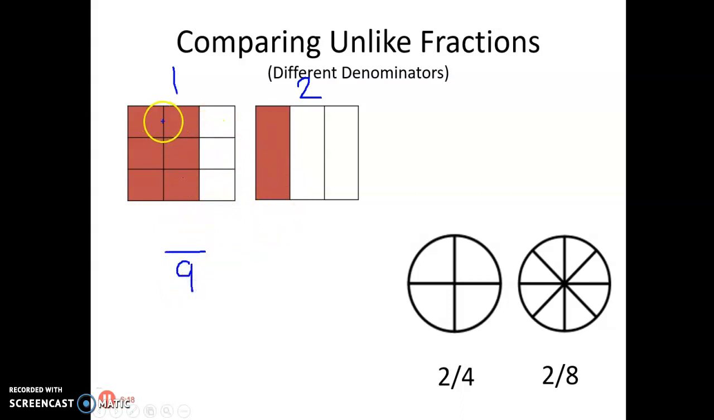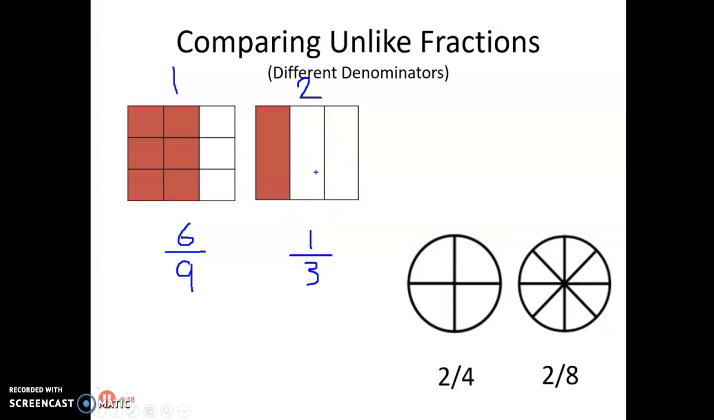Then, how many red pieces do I have in rectangle 1? 1, 2, 3, 4, 5, 6. So that's going to be my numerator. So 6/9 of my first rectangle is colored in red. Let's go over to number 2. I have 1, 2, 3. I have 3 pieces that make up my entire rectangle. So that's going to be my denominator, my bottom number. And how many pieces are colored in? Just 1 is colored in, so that's going to be my top number. So 1/3 of my rectangle is colored in red.